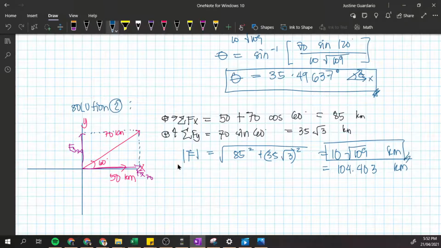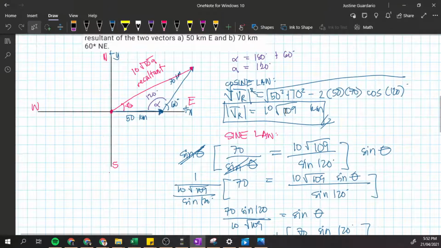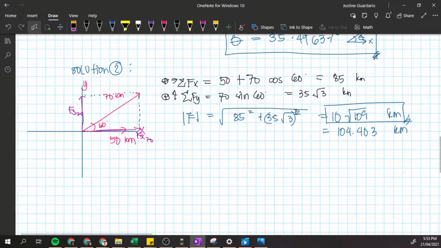And let's compare it kanina. Ang nakuha natin kanina, 10 square root of 109. So, we got the same answer. Okay? Now, mas maikli yung solution nito, di ba? Now, we determine now the theta of our resultant. Okay? Kasi yung resultant natin, ito yon. Ito yung magiging resultant natin. Hindi pala natin na-draw yung magiging resultant natin. But this will be our resultant.